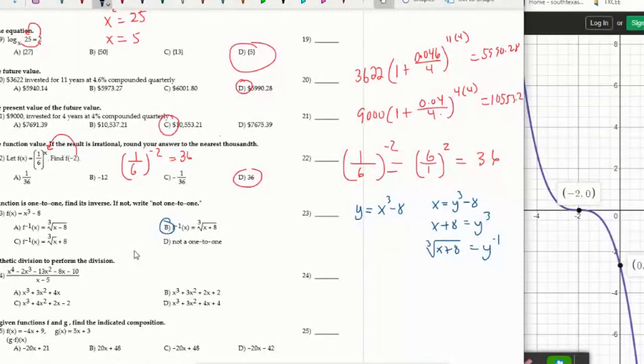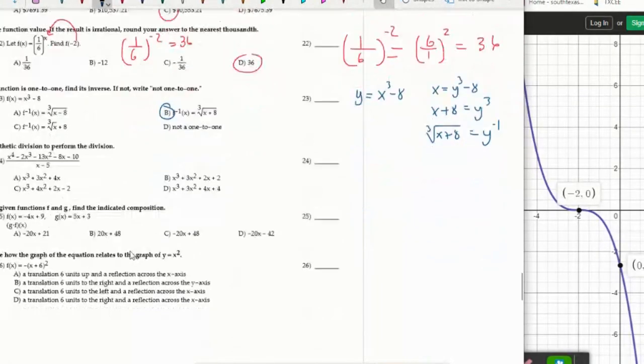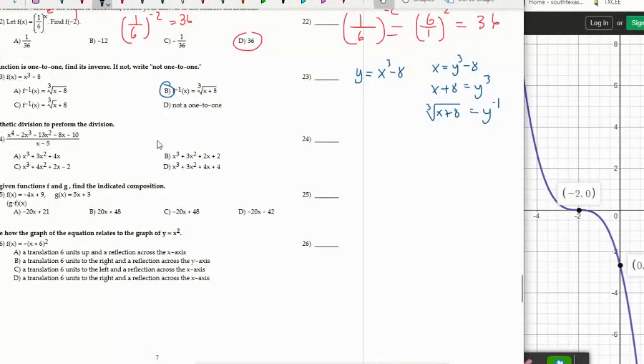Okay. Next one, what do we got here? We got synthetic division. Okay, so synthetic division. Remember, we have a 4 here. We should have 5 terms: 1, 2, 3, 4, 5. That means all the numbers are accounted for. So we're going to have 1, 2, 13, -13, -8. And we always solve for x here, which would be just 5.